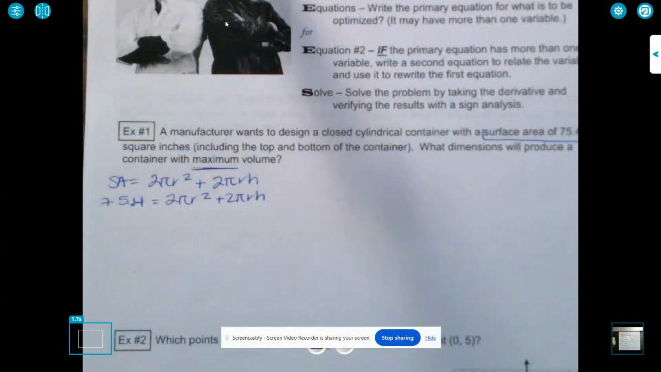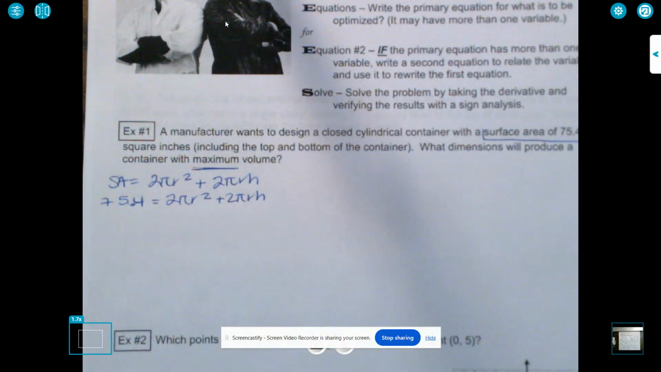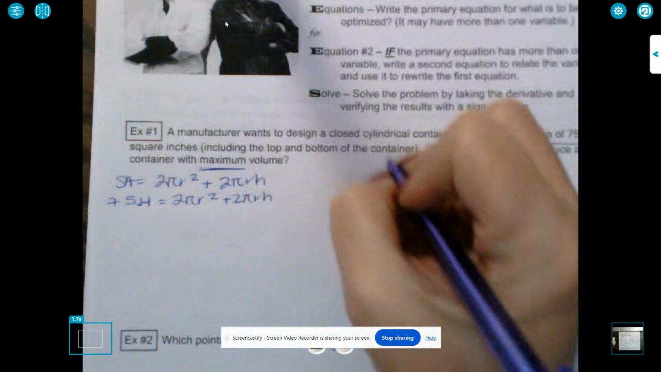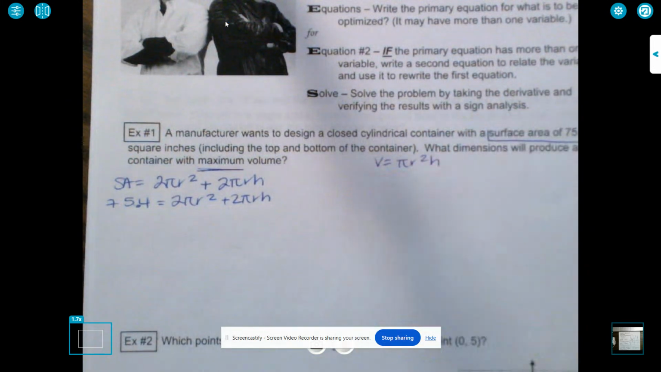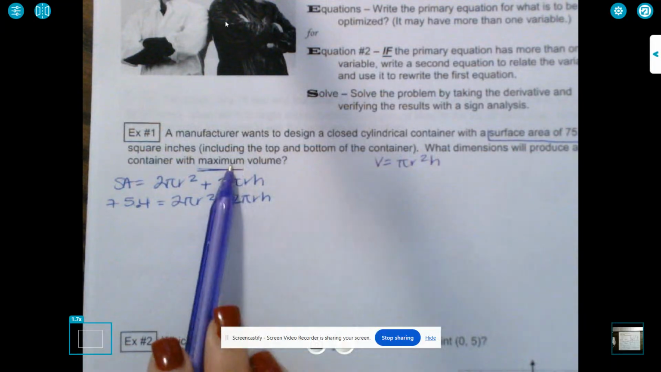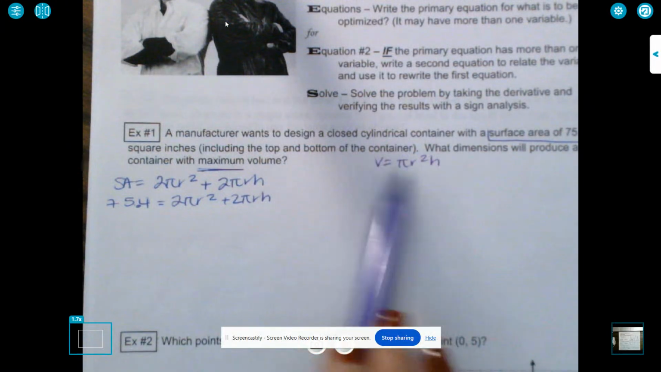All right, and then again, we're going to see that I have r and h here, okay? So I'm going to go over here and talk about what dimension will produce the container with the maximum volume. Well, we know that volume is going to be pi r squared h. Okay, we don't know the maximum volume. We don't know what dimensions. So there's all 3 things over here that we're missing.